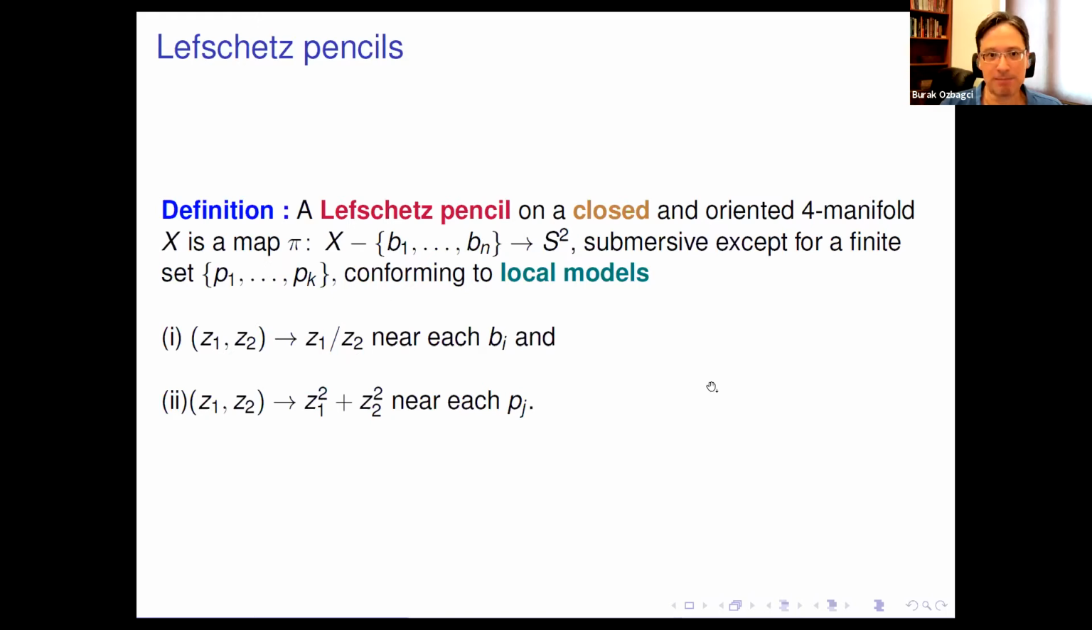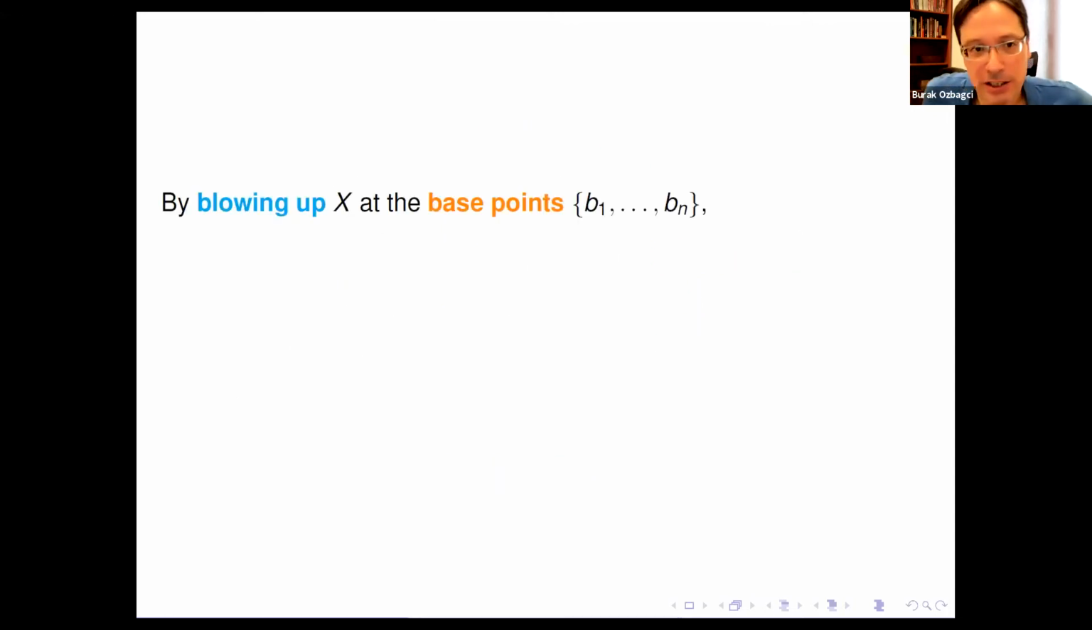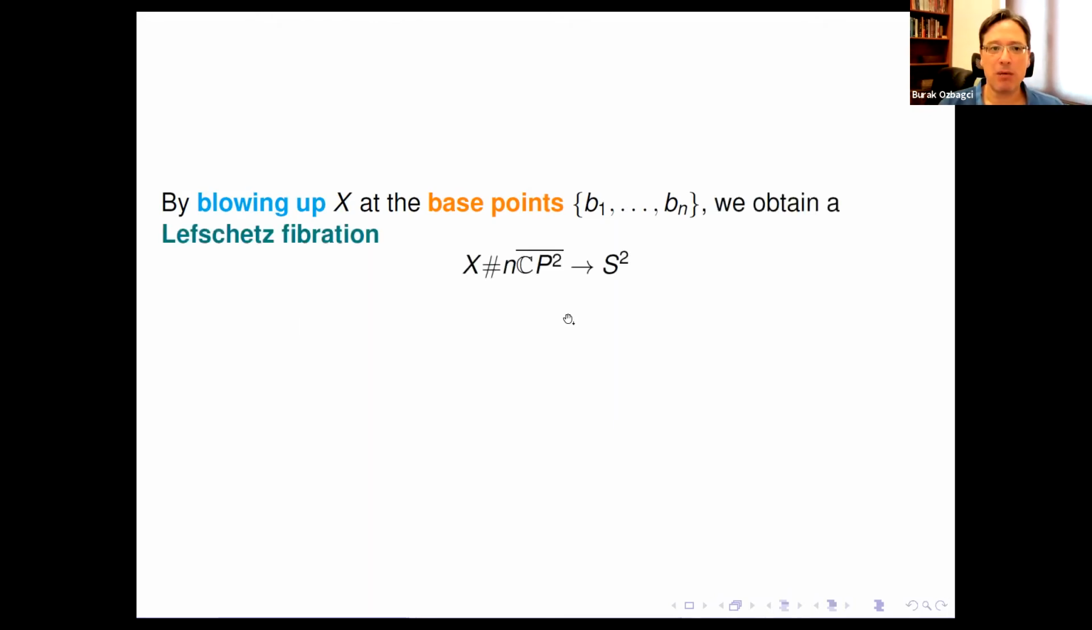near these base points. So typically people draw Lefschetz pencils like this because of dimensional reasons. So these black arcs in the picture will represent smooth surfaces, and the green arc represents a singular surface with a singularity. It will be a singular fiber of the pencil. The pink dots here represent the base locus. So all these surfaces, the regular ones and the singular ones, they all go through these base points, which is called the base locus. By blowing up X at the base points B1 up to Bn, we obtain a Lefschetz fibration on X blown up n times.